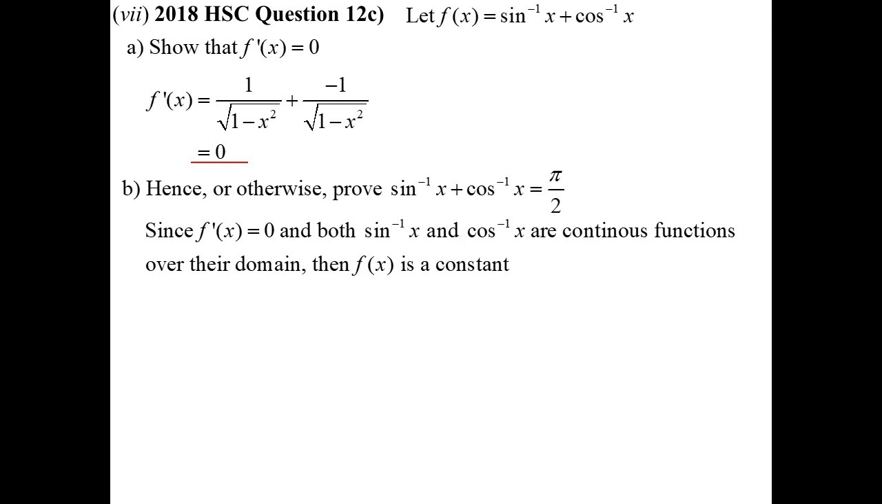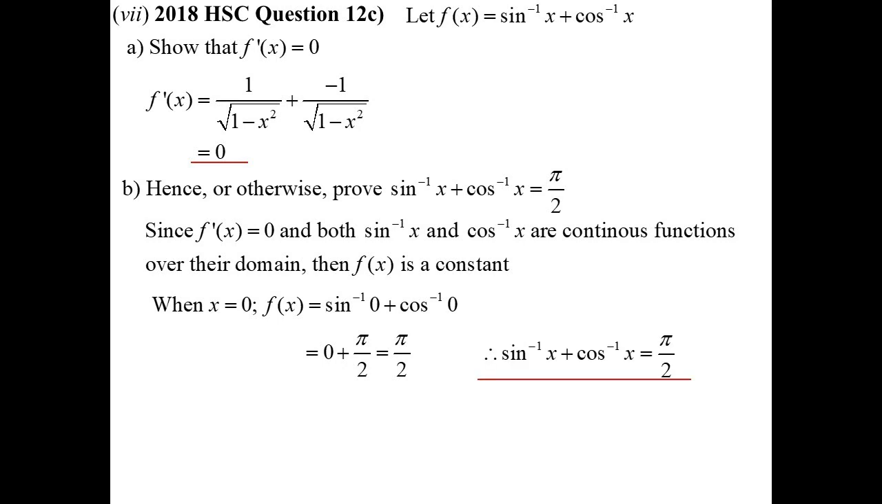The derivative is 0. They're both continuous functions over their domain. We know that. And function x is constant. All I've got to do is substitute in a value to find out what that constant value is. I'll substitute in 0, and we get inverse sine of 0 plus inverse cos of 0, which is 0 plus pi on 2, pi on 2. So we have our result.